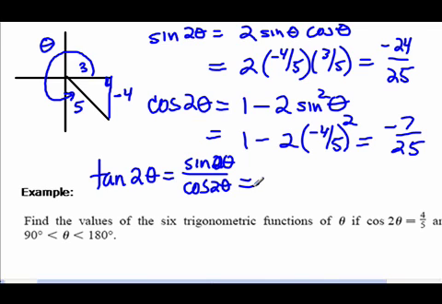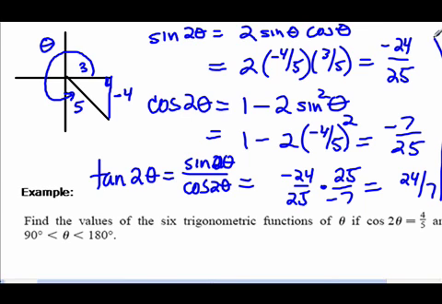So -24/25 divided by -7/25 is the same as multiplying by the reciprocal, giving us positive 24/7. Those are the 3 values that they're looking for. Again, if you wanted to use the tangent of a double angle formula, you'd end up with the same answer. Just 2 ways of doing the same problem. Any questions or concerns out there?